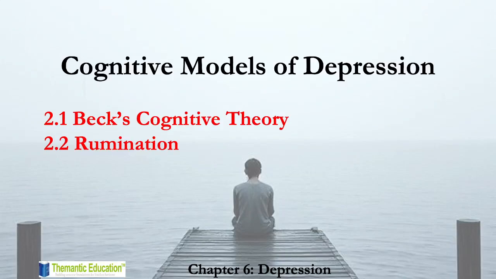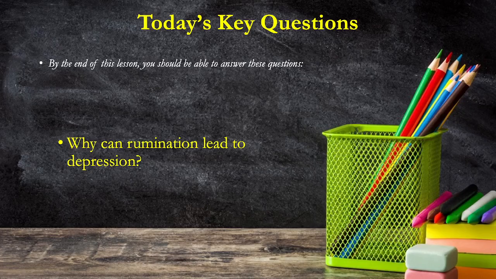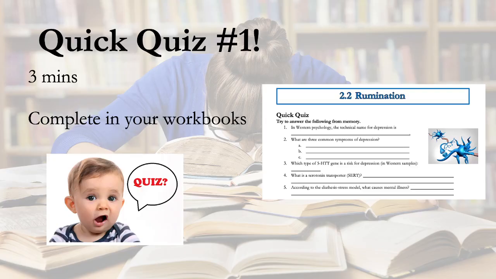Lesson 2 of cognitive models of depression. We look at rumination, which comes out of response styles theory. So students should know what it is and why it leads to depression. Classic what-why structure. Quick quiz.